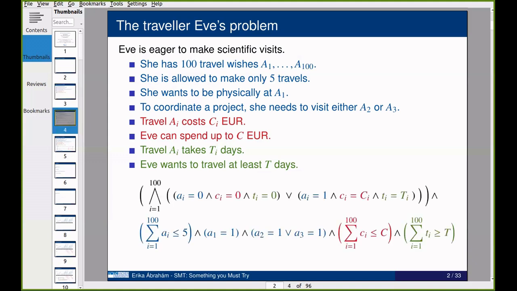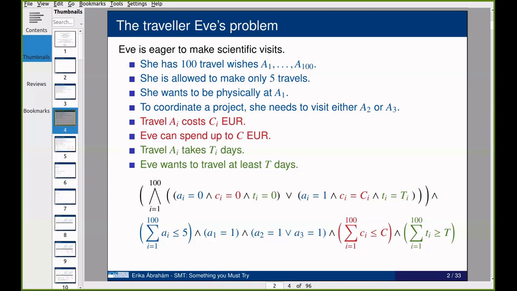so we can encode this problem in a logical formula. The encoding is quite straightforward for this case, so we can take some variables which are Boolean, or 0 or 1, we say pseudo-Boolean, which express whether travel i takes place or not. So a_i is 0 if it does not take place, then it has no cost and no time duration, or the i-th travel takes place and it has a certain cost and time duration.